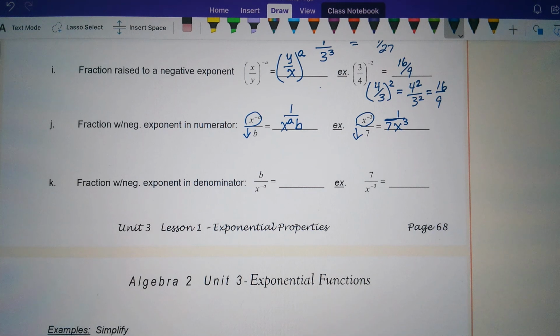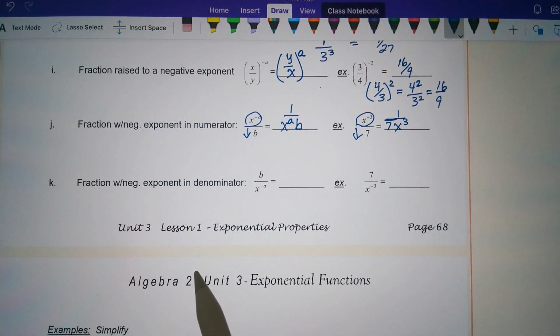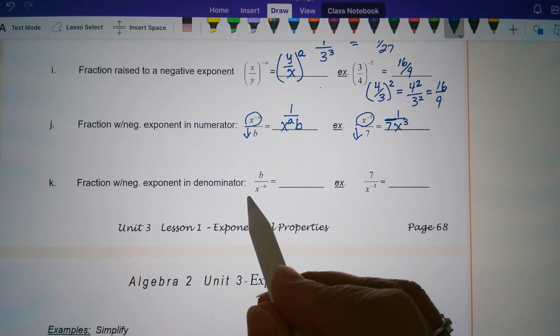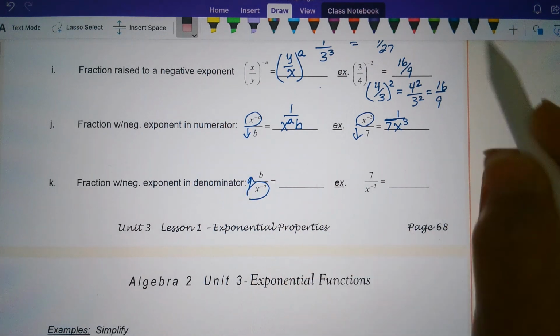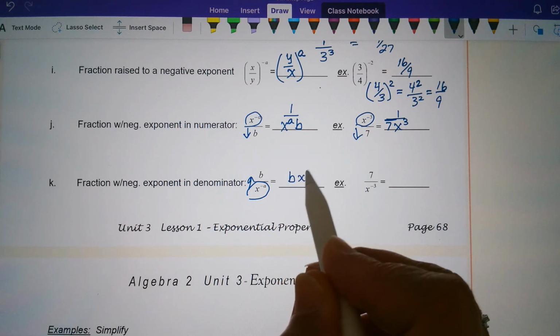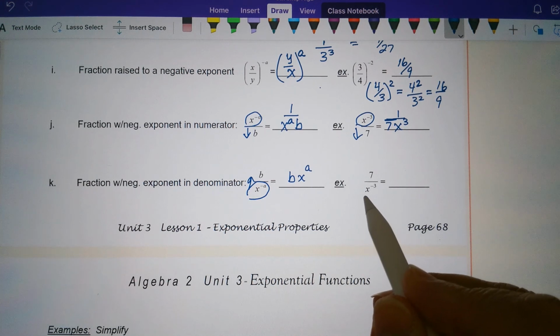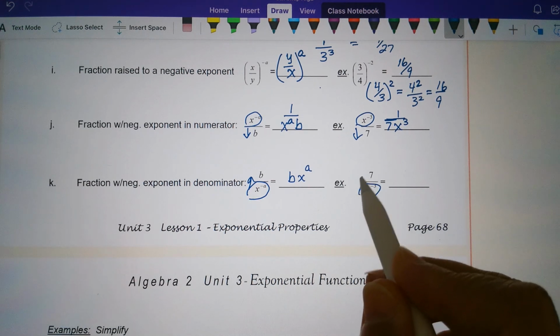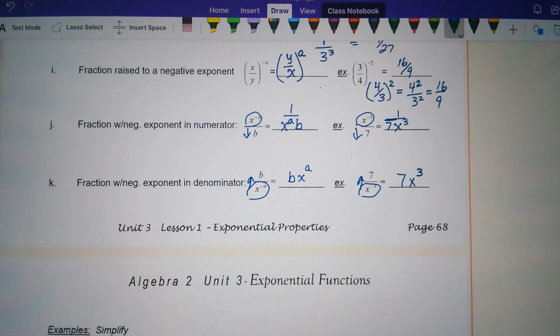And our last example, well, what if we have a negative exponent in the denominator? Right, it's just going to move up into the numerator with a positive exponent. So this would equal b times x to the positive a. In our example, that goes up, 7x to the positive 3.